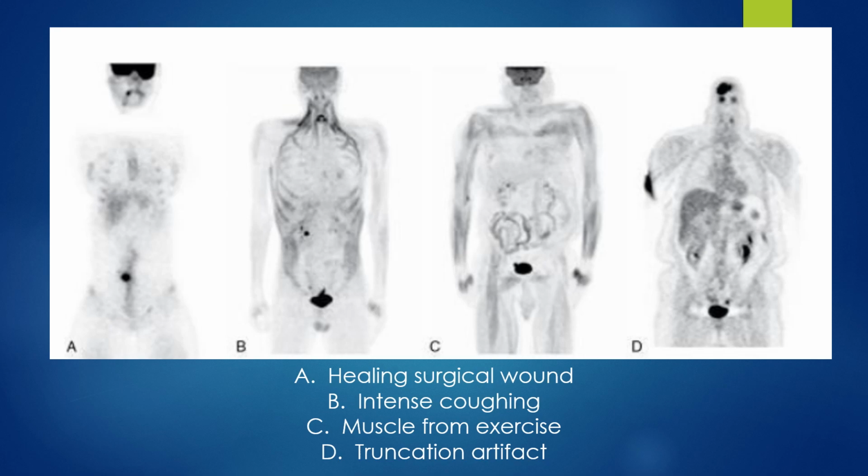C is muscles from exercise, which is why we have our patients rest during the uptake portion. You see that they have a lot of increased uptake around the muscles. And then D is a truncation artifact. This is a very surface level coronal image, but you see the truncation there in the arm that's creating an artifact of misplaced counts.